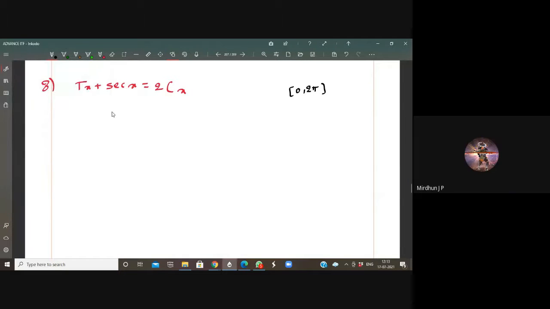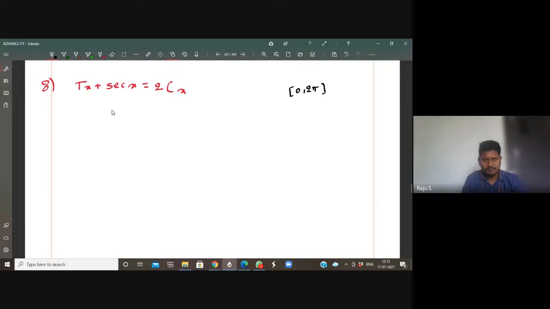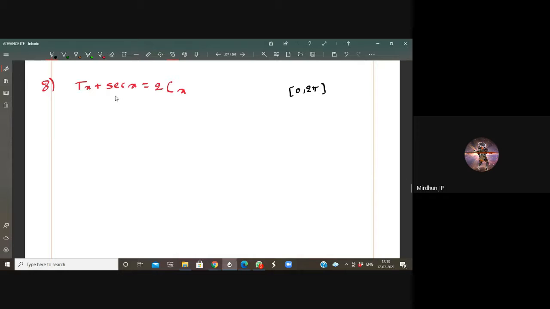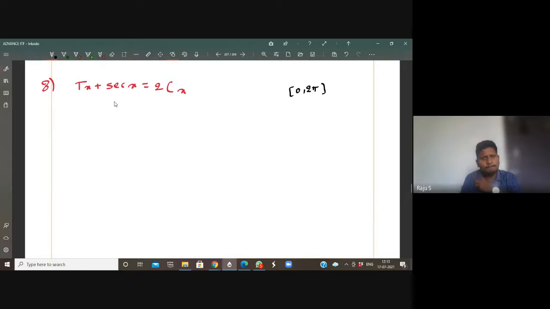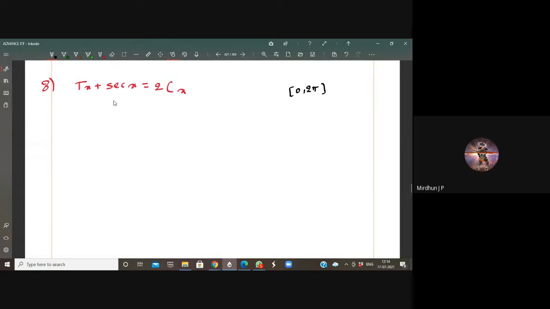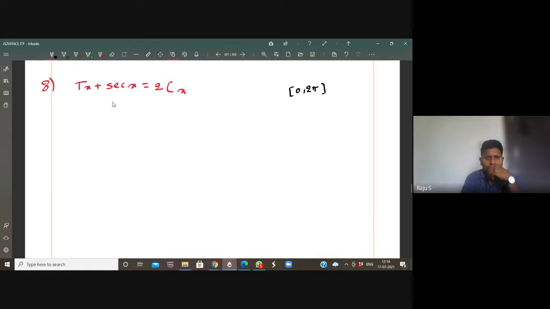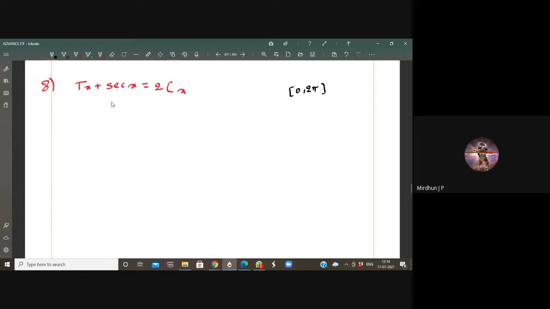Sir, if we multiply by cos x, the first quadrant and fourth quadrant alone will give positive values. Even if you take any other function, you will get only two positive values in all four quadrants, sir. So only two solutions.